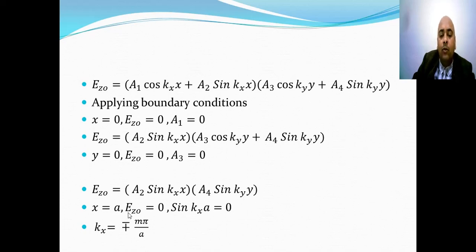At x is equal to a, Ez0 is again equal to 0. So if we put x is equal to a, it is a general case, so out of these two terms one is 0; this general term cannot be equal to 0 because it contains y. So we conclude that sine of kx into a is equal to 0, or kx is equal to plus minus m pi by a.